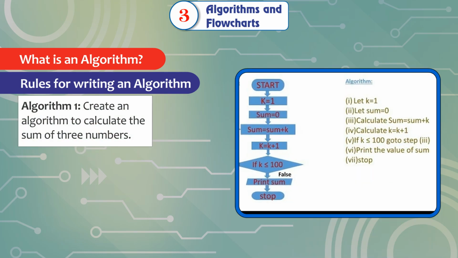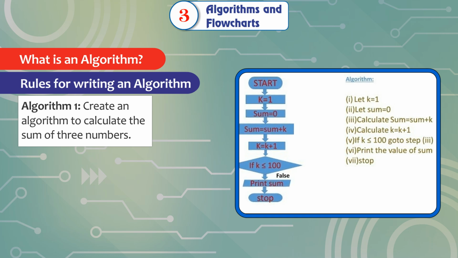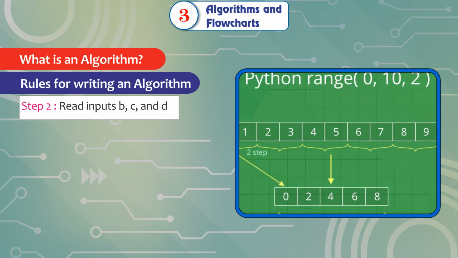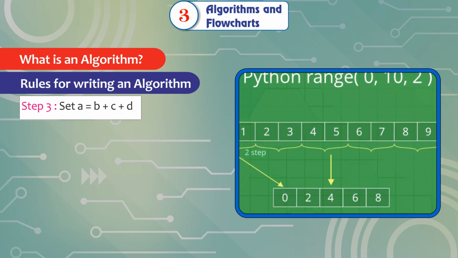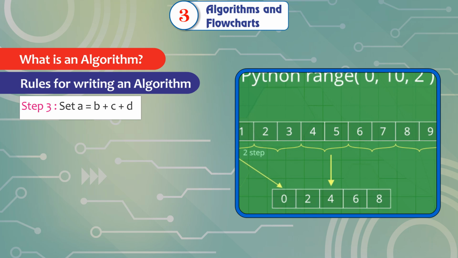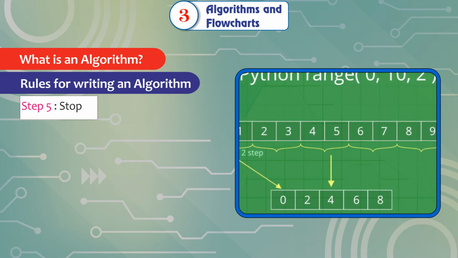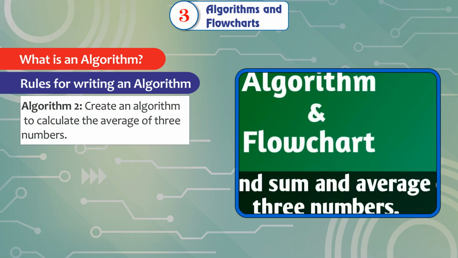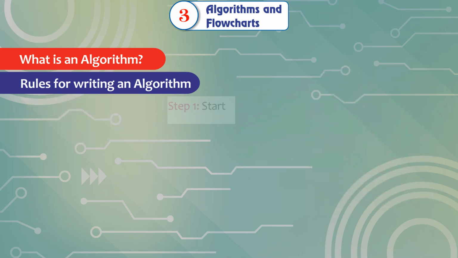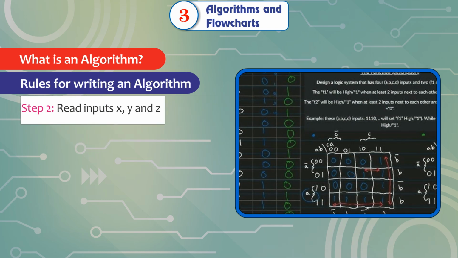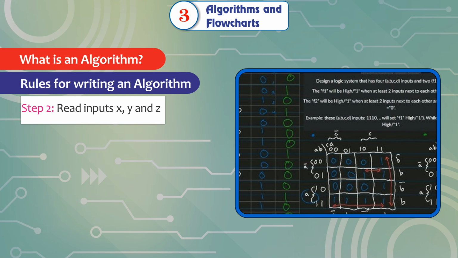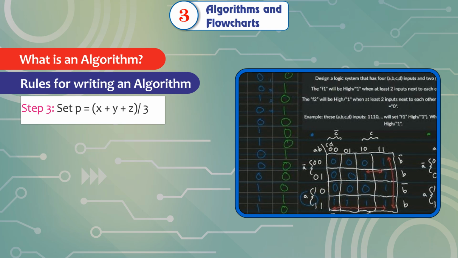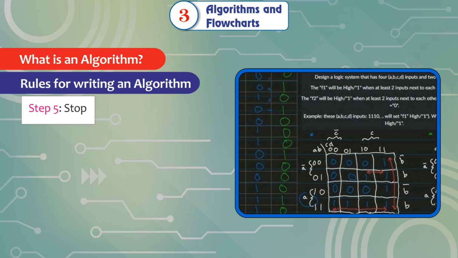Algorithm 1. Create an algorithm to calculate the sum of 3 numbers. Step 1. Start. Step 2. Read inputs B, C and D. Step 3. Set A equal to B plus C plus D. Step 4. Print A. Step 5. Stop. Algorithm 2. Create an algorithm to calculate the average of 3 numbers. Step 1. Start. Step 2. Read inputs X, Y and Z. Step 3. Set P equal to (X plus Y plus Z) slash 3. Step 4. Print P.